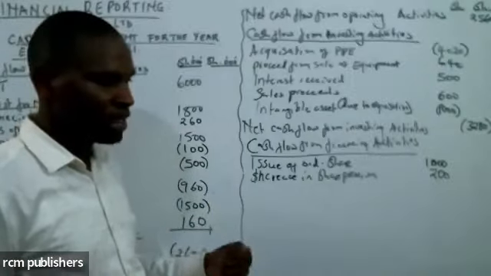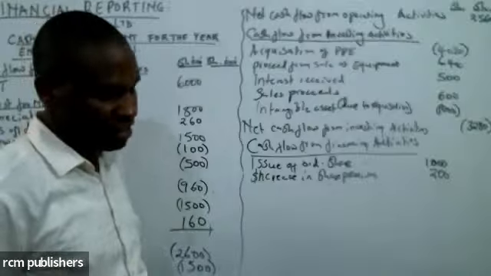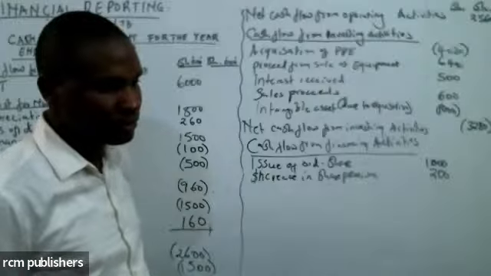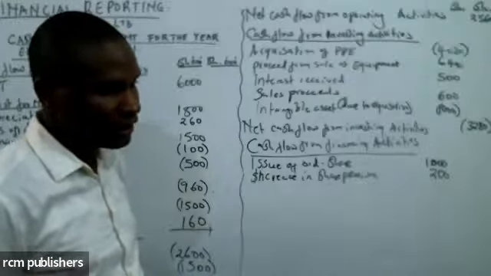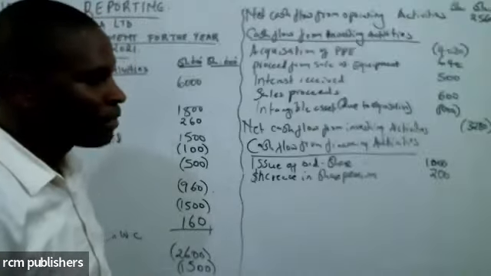What is the value of the dividend paid? Ni ngapi? Dividend yenye nilipwa 1,600. Let's prove whether this retained earning can give us the dividend paid.